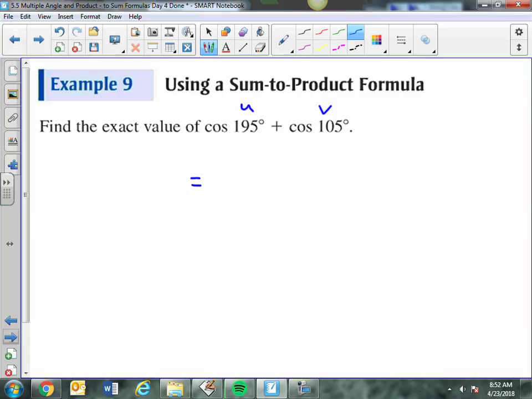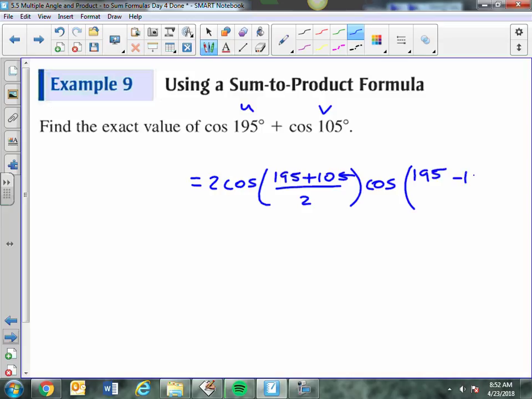All right, so 2 cosine u plus v over 2, so I go 195 plus 105 over 2, then times cosine of u minus v over 2, so 195 minus 105 over 2. So we are actually trying to find an exact value of this. So our goal here would be to replace these with what they're equal to, the outputs. So that is our long-term goal after we go ahead and add the subtractor.